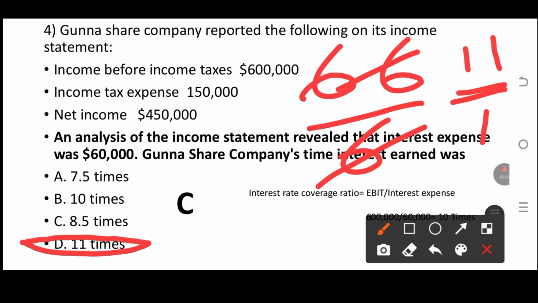So basically the correct answer is D. Okay, it is D. So the correct answer is D.